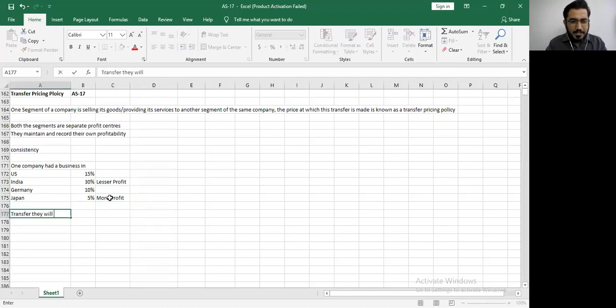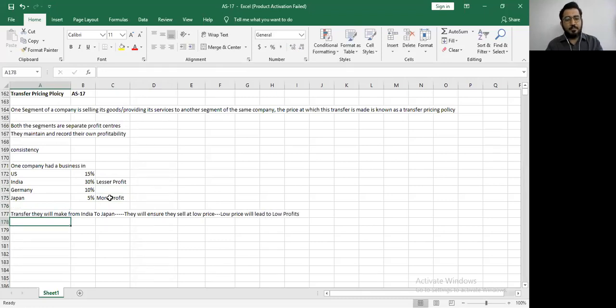Which means whatever transfer the company will make from India to Japan, they will ensure they sell at low price. Low price will lead to low profit. They will ensure कि हम यहाँ इंडिया से जो भी बना के बेचेंगे वो बहुत सस्ते रेट पे बेचेंगे. बहुत सस्ते रेट पे बेचेंगे तो इंडिया में कम प्रॉफिट होगा. ये इंडिया वालों को पता चल गया कि ये लोग ऐसा कर रहे हैं. हमारे रिसोर्सेज यूज कर रहे हैं.